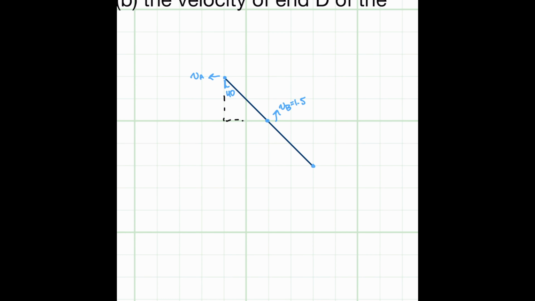And again, making a nice right-hand triangle to find our ICR, we can find RA and RB. You can use either angle, the angle given of 40 degrees, or you can find the other angle of 50 degrees.